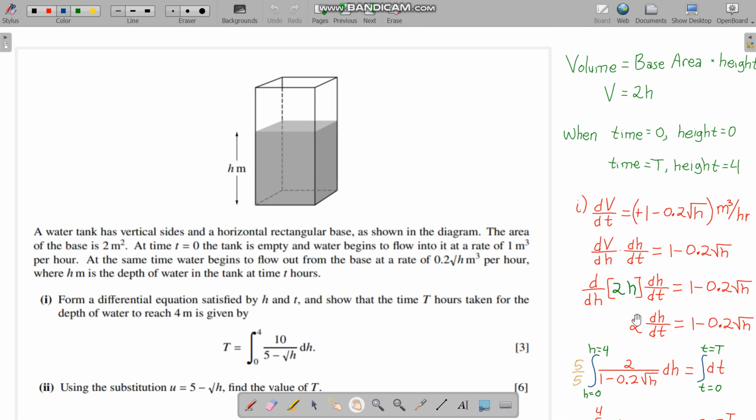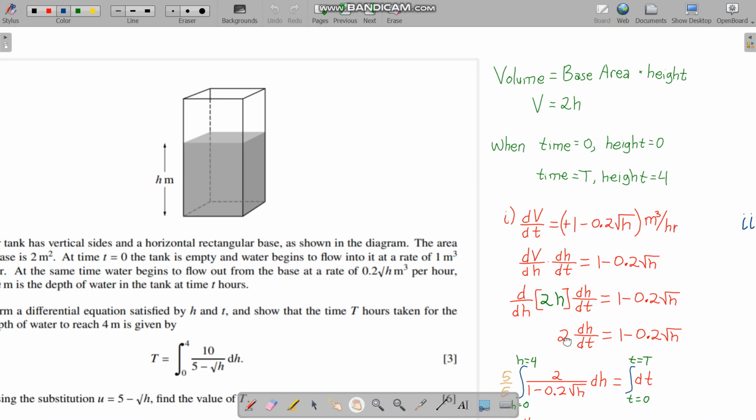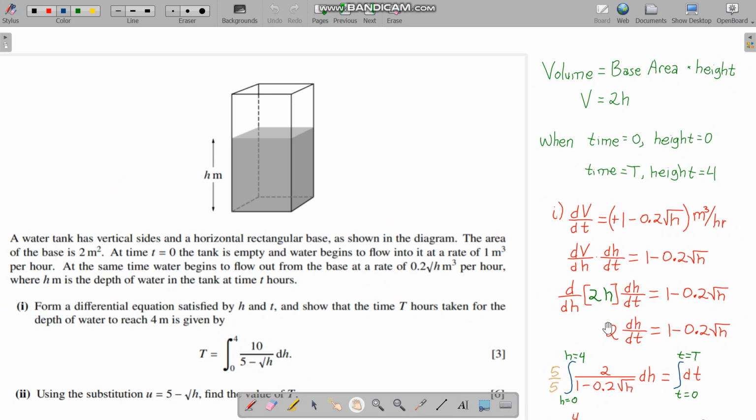Alright, so first of all, we know from the question that the volume of a cuboid is base area times height. The base is a constant, it's always 2. So 2 times the height, you can just call it h. This is h, by the way. So this is the water level, the depth of water, h.